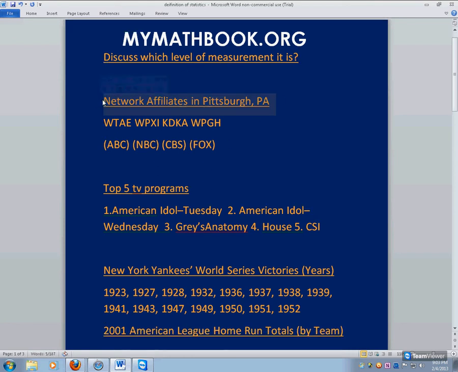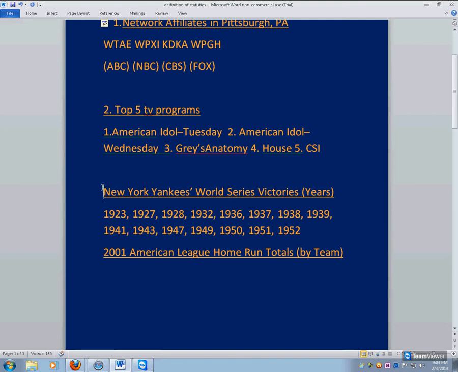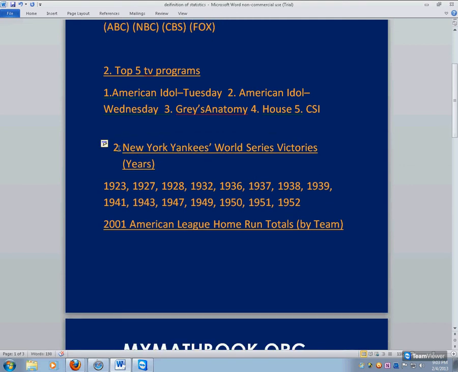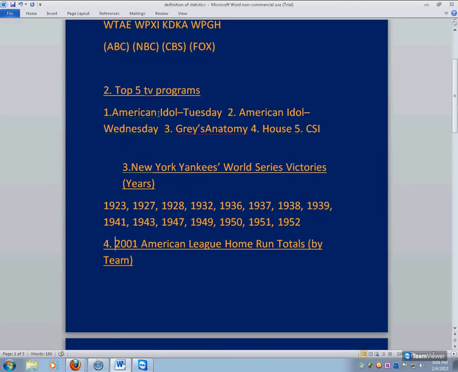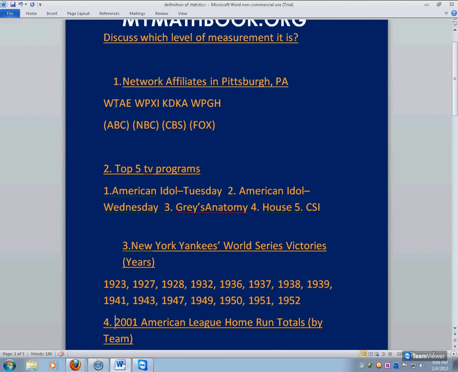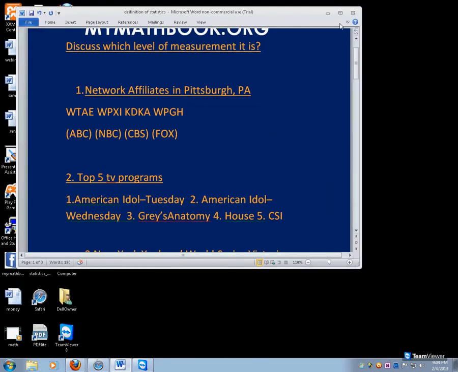And these are the questions. Let's put here question number 1, number 2, question number 3, and question number 4. So the first question was a network affiliate in Pittsburgh. All these networks can be found in Pittsburgh, and they're affiliated with ABC, NBC, CBS, and Fox. So discuss which level of measurement it is.